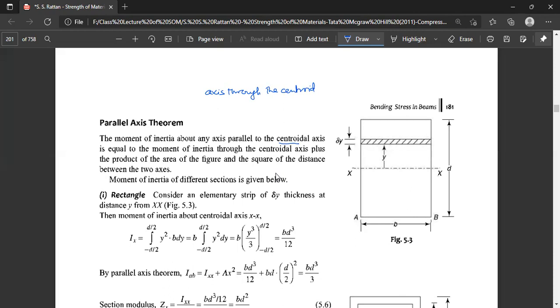The moment of inertia about our axis, which is supposed to be parallel to the central axis, is equal to the moment of inertia through the central axis plus the product of the area of the figure and the square of the distance between the two axes. So first we have to know the moment of inertia about the central axis.